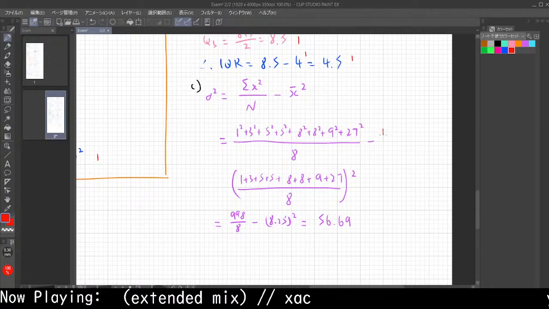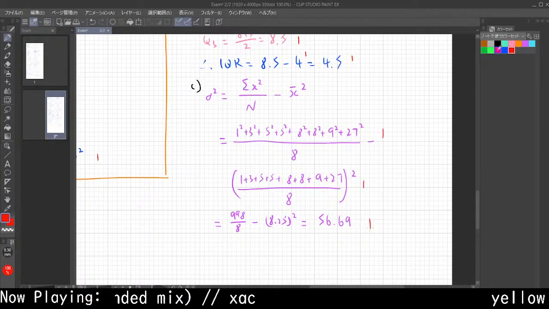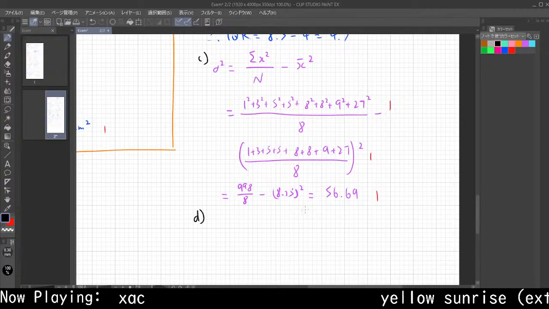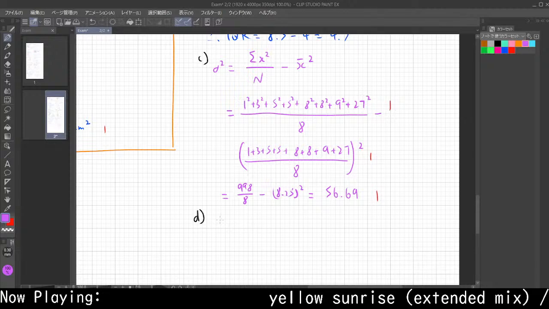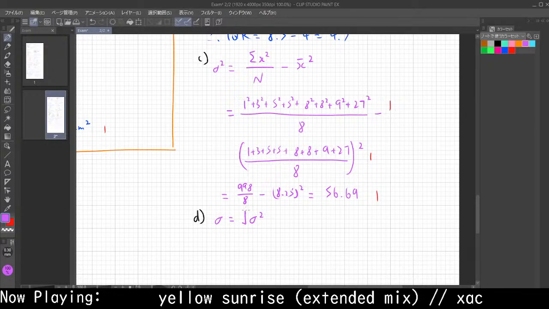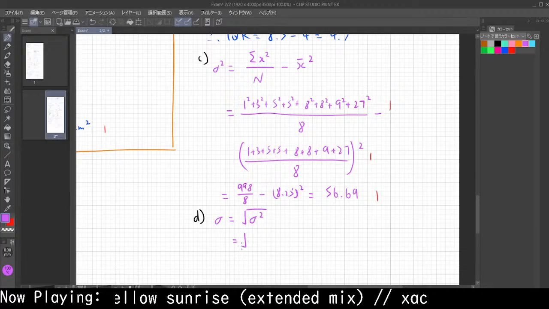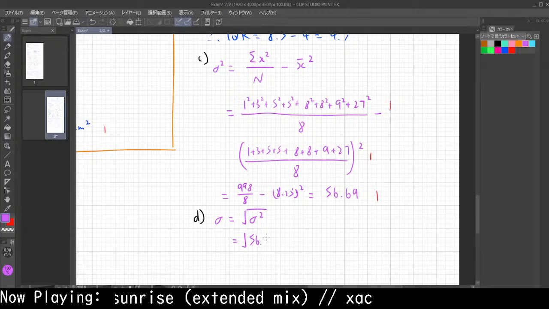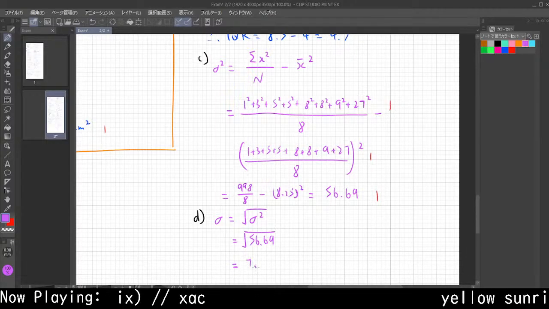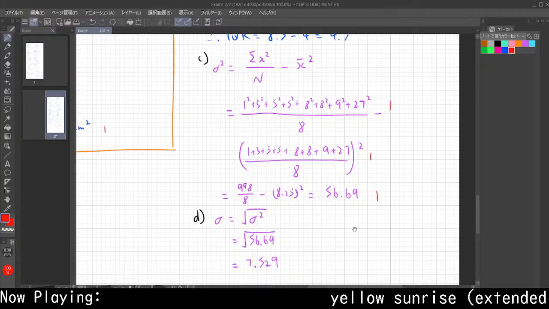Mark distribution: this gives you 1, this gives you 1, the answer gives you 1, a total of 3. Lastly, calculate the standard deviation. Your standard deviation is sigma by itself, which is effectively the square root of your variance. Therefore, just plug your value into the square root and put it into the calculator. You will be able to get 7.529. So a total of 2 marks for this one.